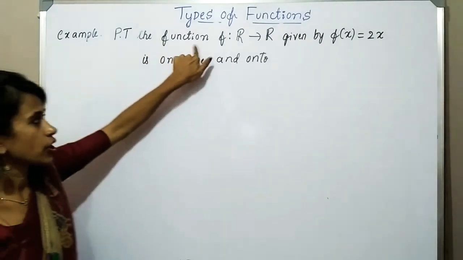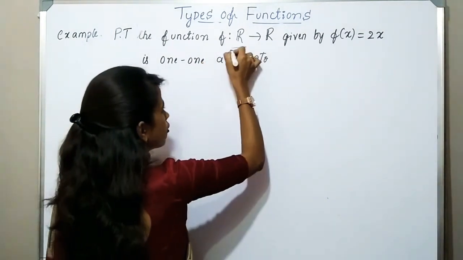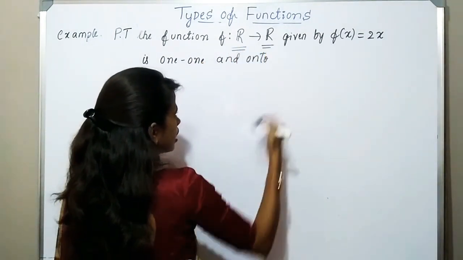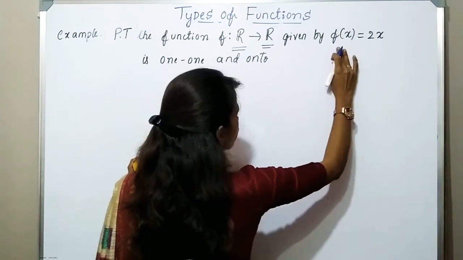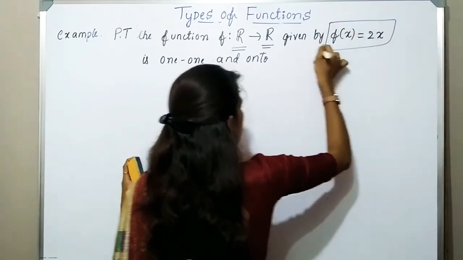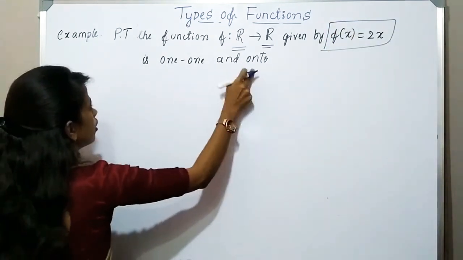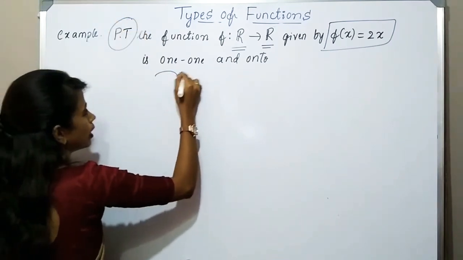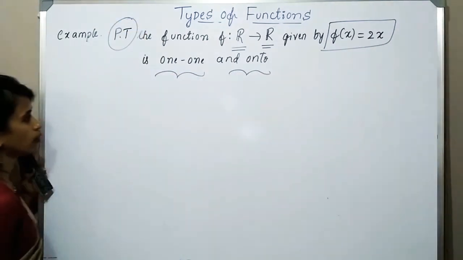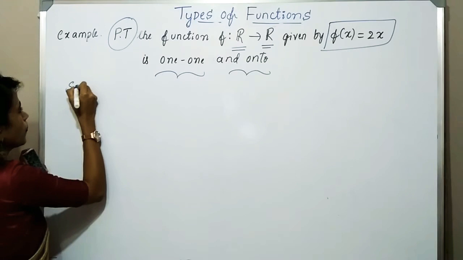Prove that the function f, a mapping from the set of all real numbers to the set of all real numbers itself, given by f of x is equal to 2x, is one-one and onto. Prove that it is both one-one and onto. So, solution.